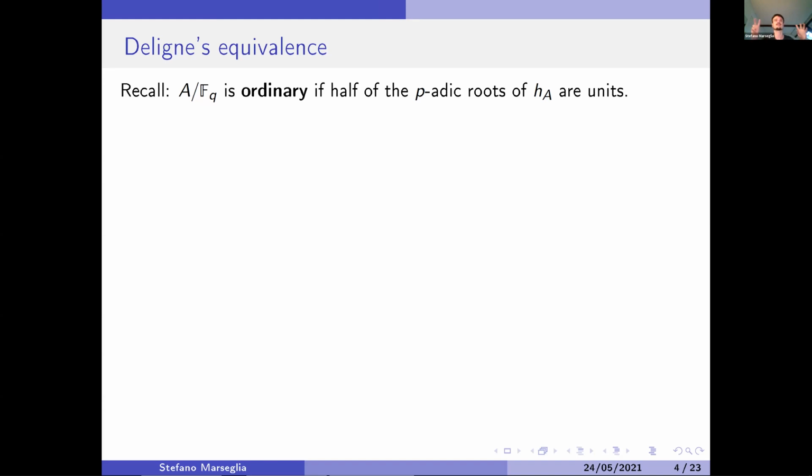As the name suggests, they are the general case. So if you pick a random Abelian variety in any meaningful way, it is going to be ordinary. Or more precisely, in terms of the moduli space, the ordinary locus is the biggest subspace, the biggest stratum of this moduli space. But let's go to the Deligne theorem.